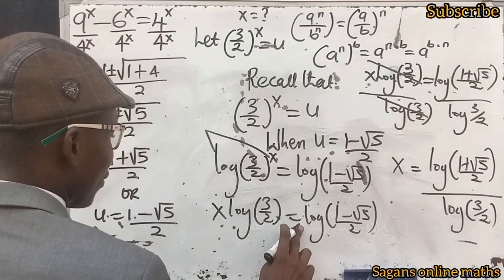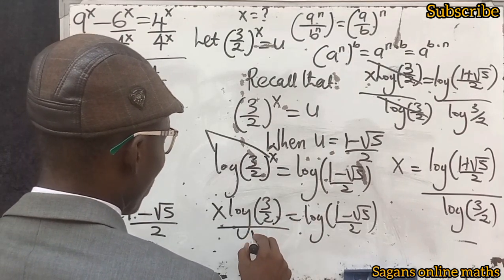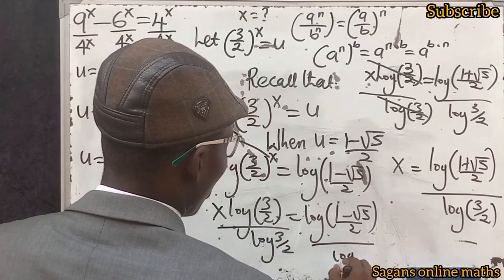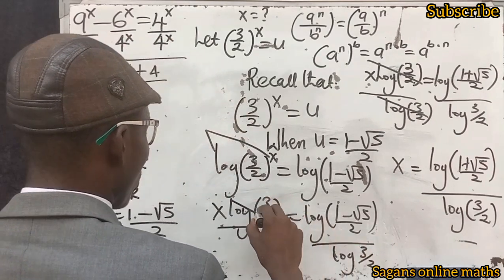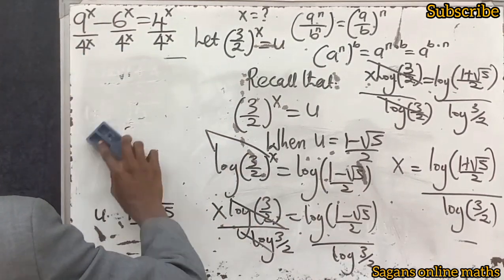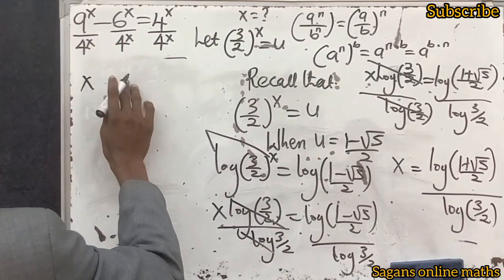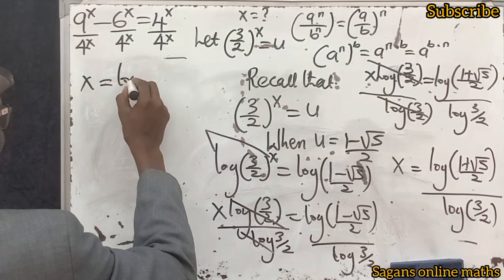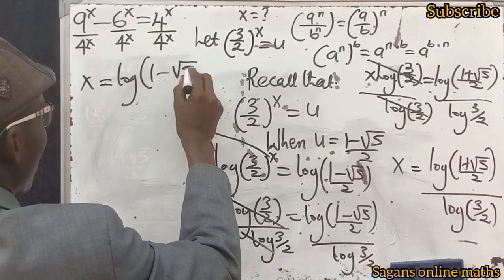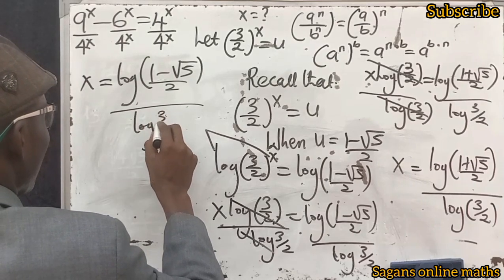So let's divide both sides by log 3/2. Also divide this by log 3/2. Now this will cancel out this. So let's remove this from here so we can have the value of x. So you can see that our x is equal to log of (1 - √5)/2 divided by log of 3/2.